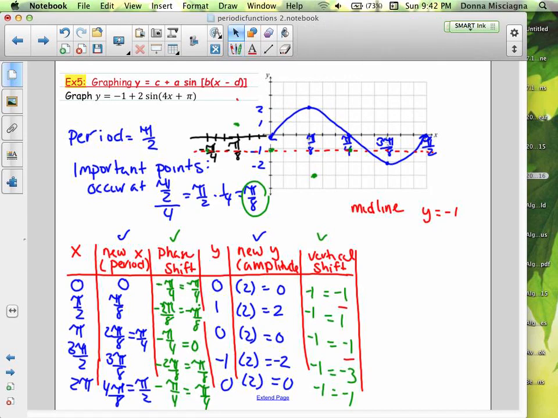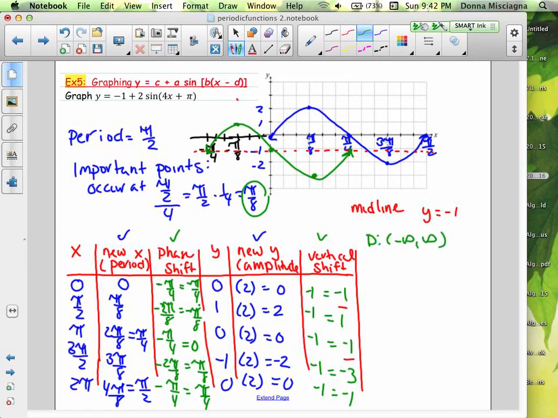And then finally, let's just connect our dots and we can see our sine function. And there it is. So you can see that graph that we originally drew, the blue one there, is just shifted pi fourths to the left and shifted 1 down. And let's just give our domain and range, and then we have all of our steps. Domain is never going to change. It's negative infinity to infinity.